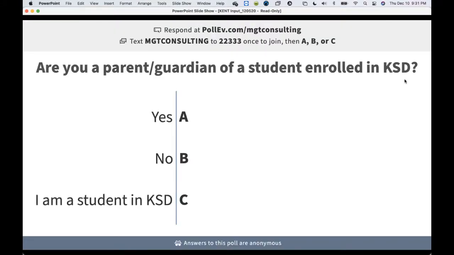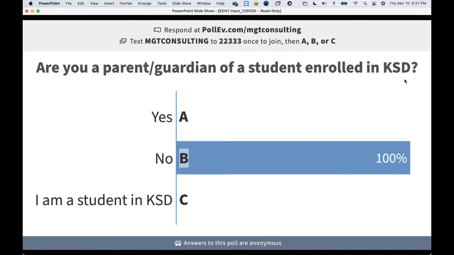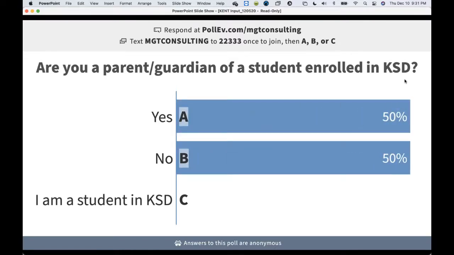And so again, those instructions are on the top if you didn't catch it. It's pollev.com/MGT Consulting or text MGT Consulting to 22333. Once you've joined, you can answer these questions in real time. And so in this case, are you a parent or guardian of a student enrolled in KSD? Text A for yes, B for no, or C if you're a student in KSD.